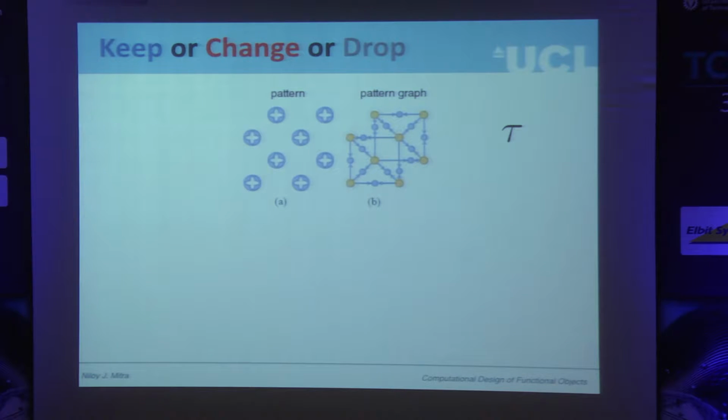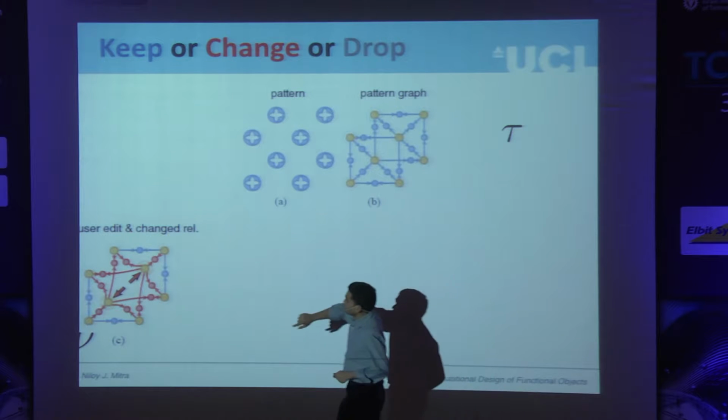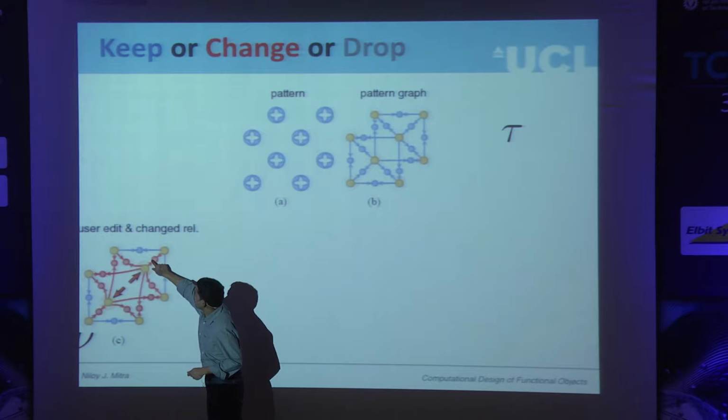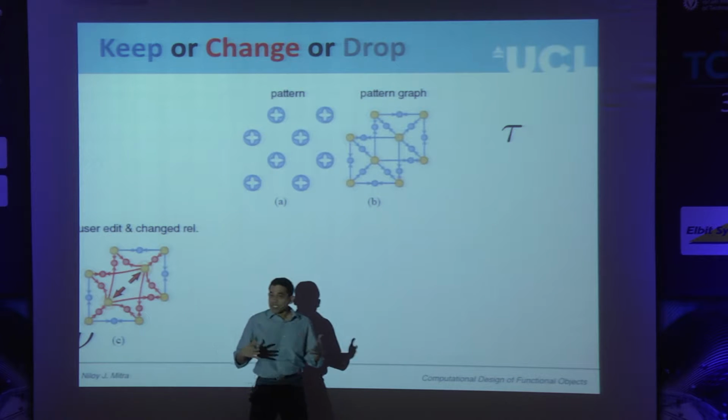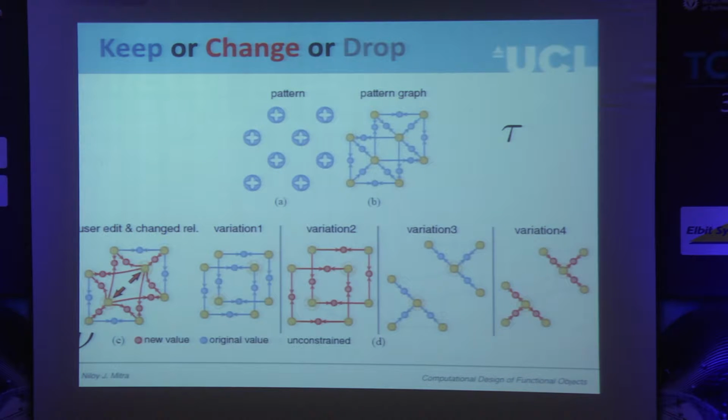So how is the user interacting? The user is interacting with a couple of nodes. In here, he or she has moved it here, and all these red edges get affected. And now the goal is what happens to the rest of the arrangement. These are different changes that are possible, and there are three types of changes.